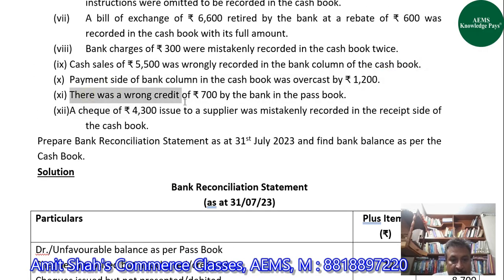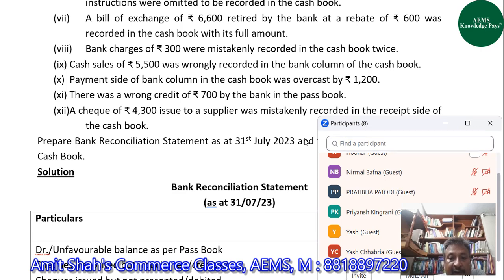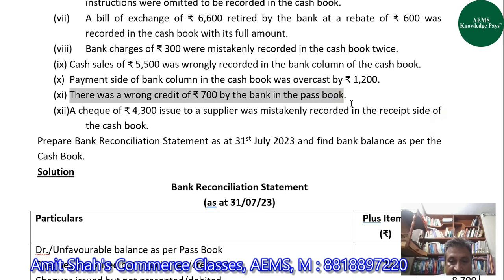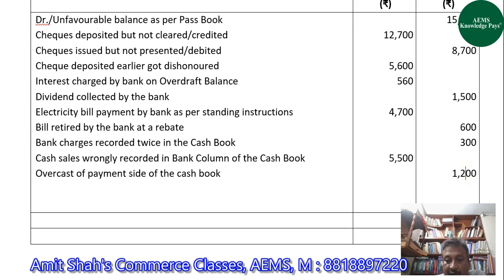Now the next point is there was a wrong credit of rupees 700 by the bank in the passbook. Because of the wrong credit by the bank, is our passbook balance more or cash book balance more? Passbook balance is more. It means cash book balance is lesser by rupees 700 than the passbook balance, and that is why the 700 will also come in the minus column.